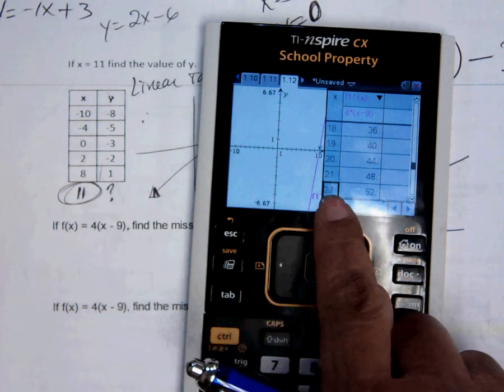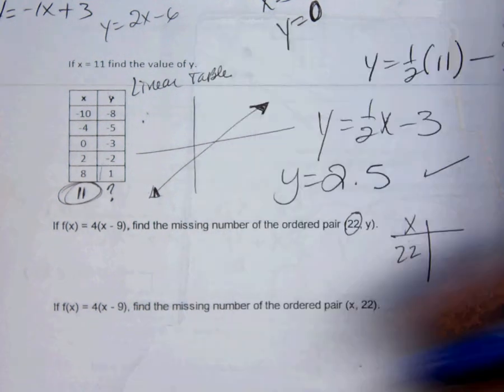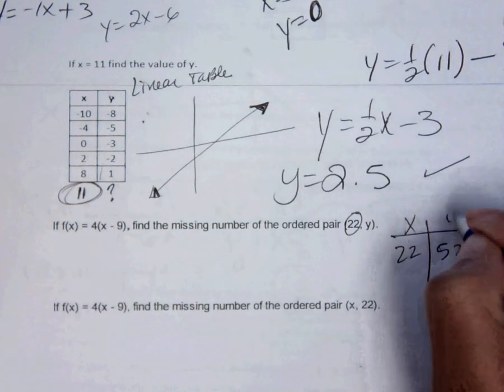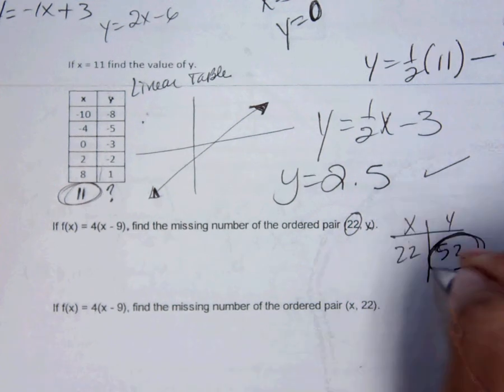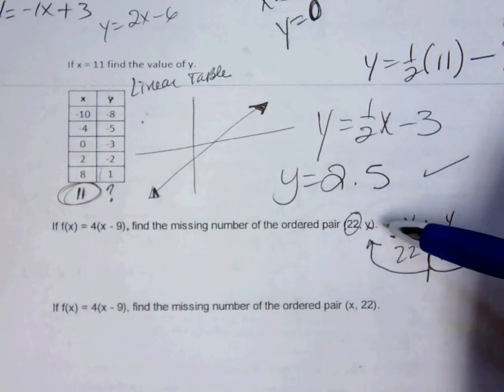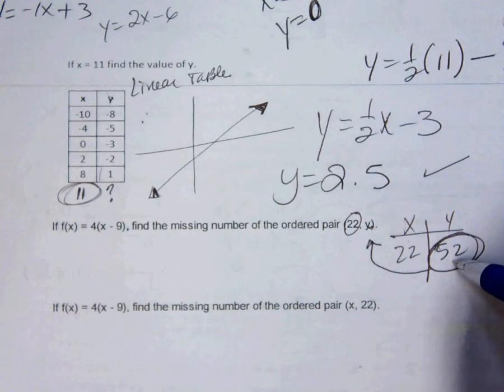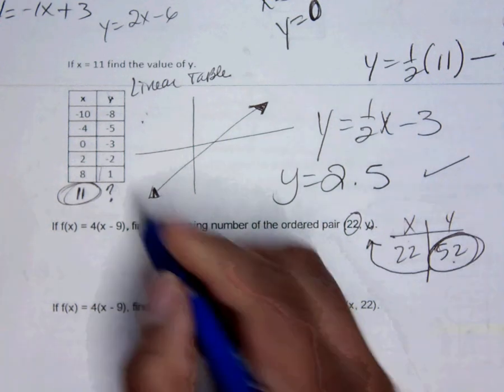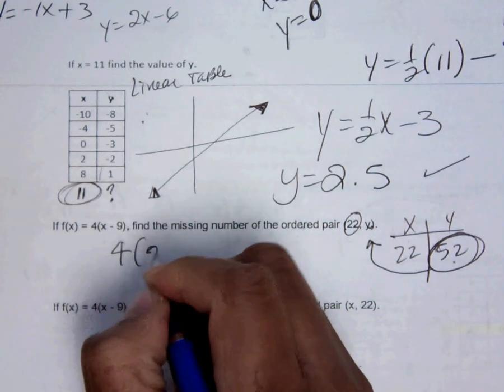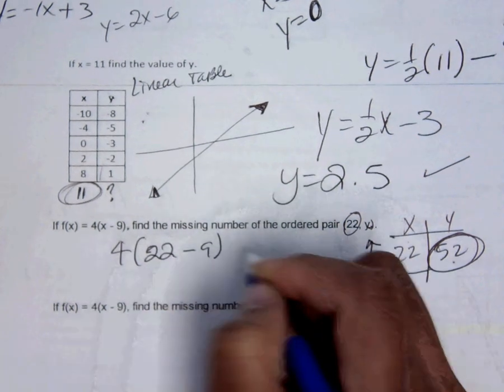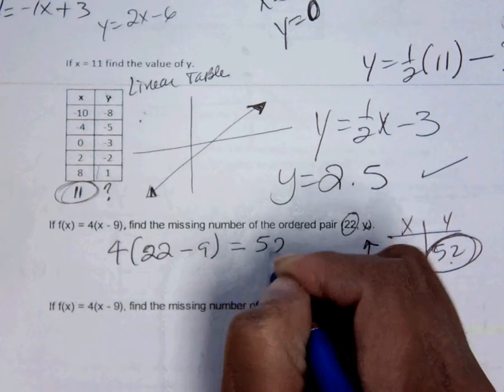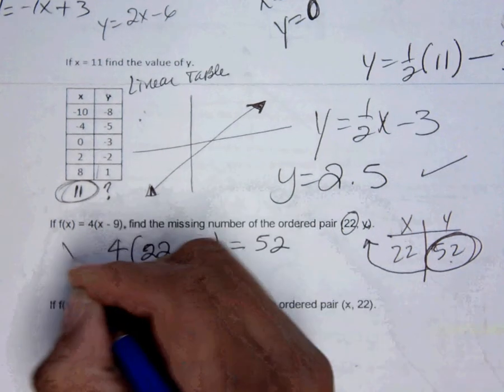And 22 is x, so the y would be 52. So 52. That's the answer. That's why. The 22 is in the x spot. It wants to know y. This is what the table said it was in the y spot. You could have also put 22 in the x, and when you solved it, that gives you 52. You could have used that in the calculator to get the y.